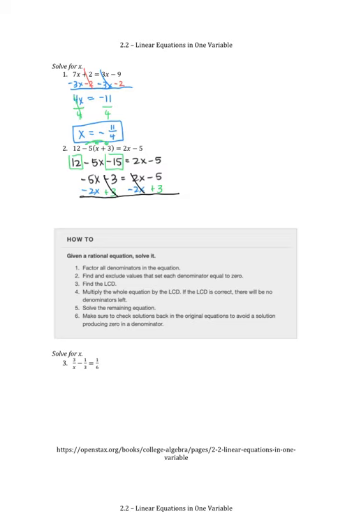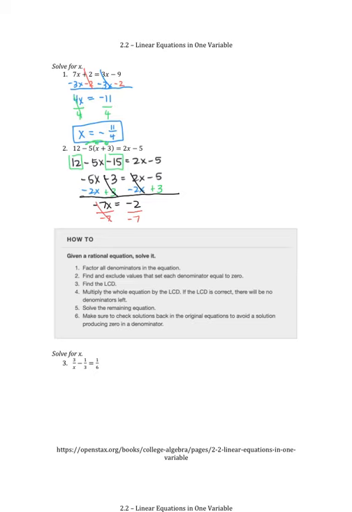So negative 5x minus 2x is negative 7x. Negative 5 plus 3 is negative 2. The last step here is to get the x by itself. Since it's multiplying negative 7 times x, I'm going to undo that by dividing by negative 7.